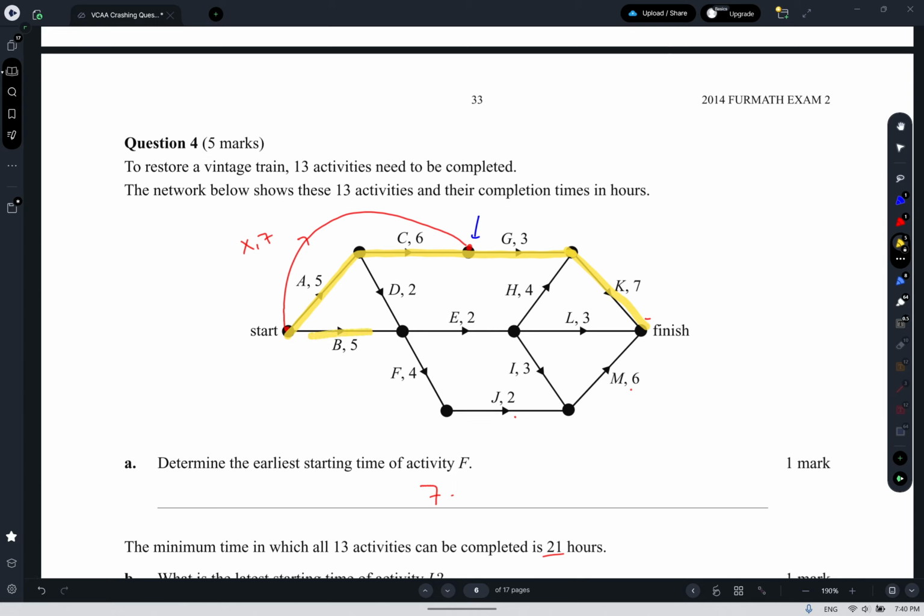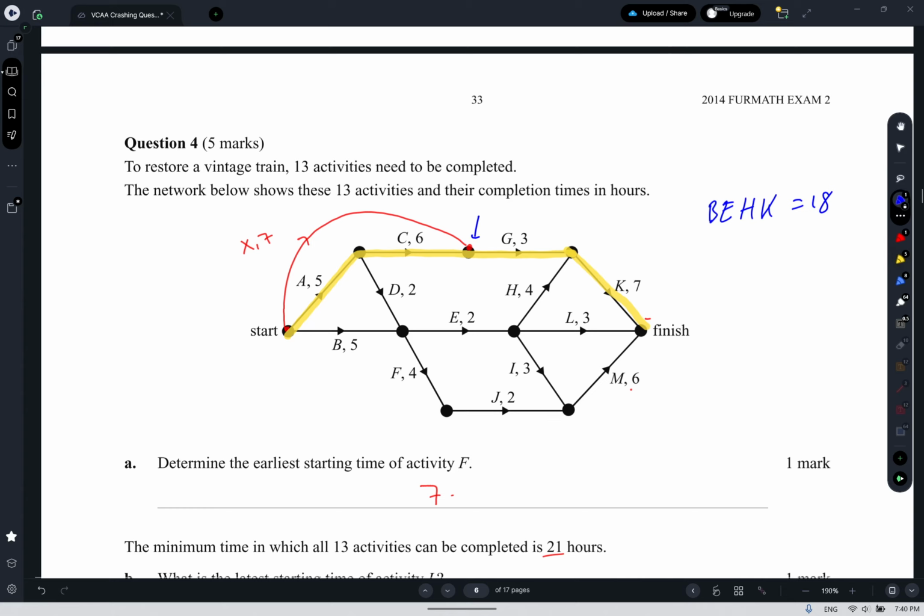So we've got B, E, H, K is an option. So 5 plus 2 is 7, plus 4 is 11, plus 7 is 18. So B, E, H, K is 18. And then maybe if we go this way, or B, E, I even, but E, I is not as long as F, J. So it's going to be B, F, J, M. 5 plus 4 is 9, plus 2 is 11, plus 6 is 17, so close, but not quite.